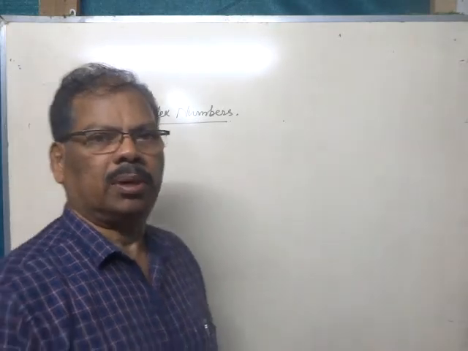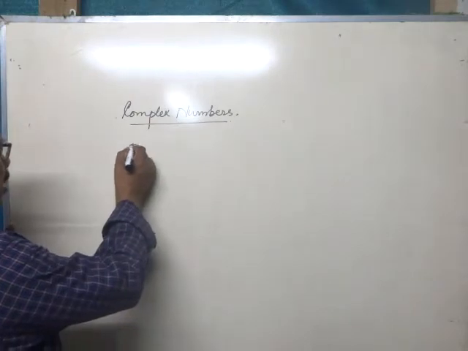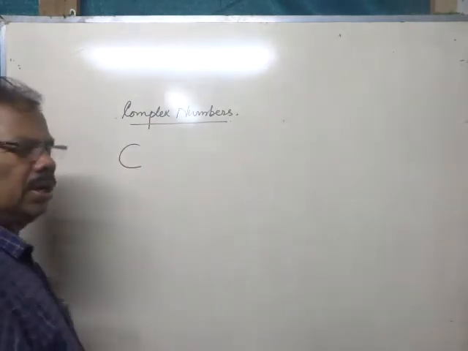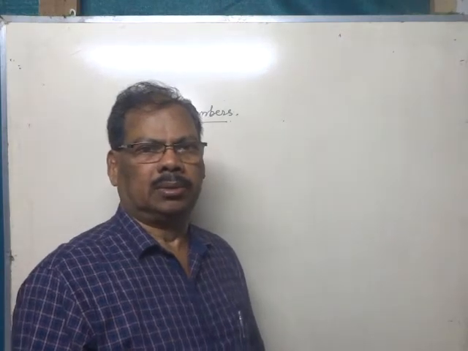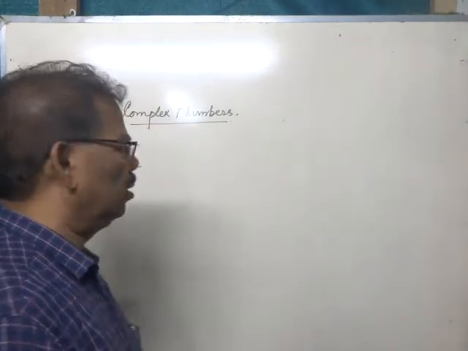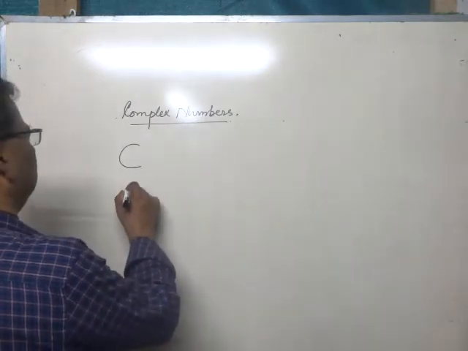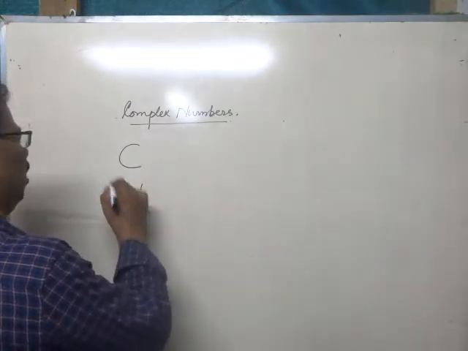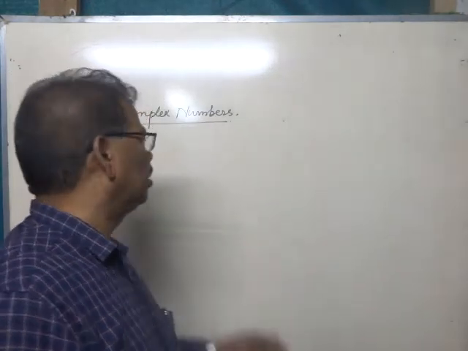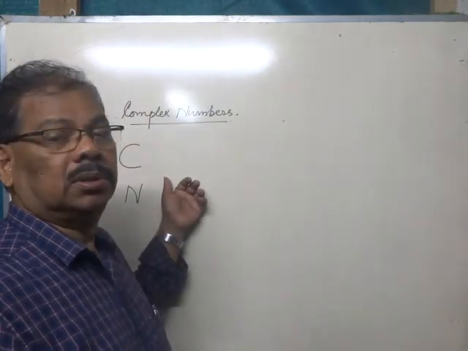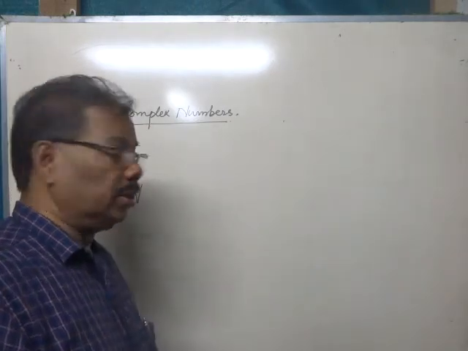What is a complex number? We give the letter C for the set of complex numbers. As capital N represents the set of natural numbers, this capital C represents the set of complex numbers. Now, what is a complex number?